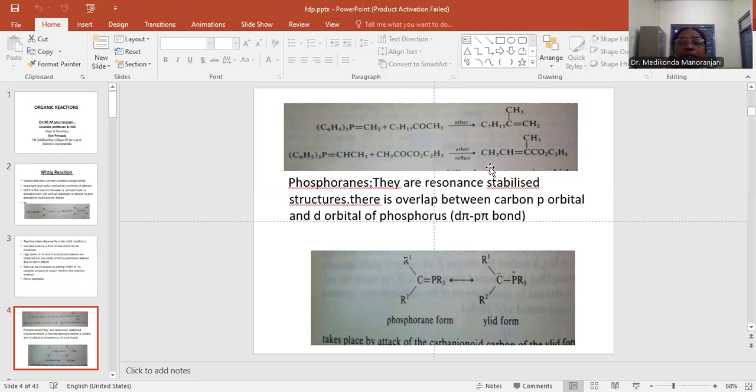They are resonance stabilized structures. There is overlap between the carbon p orbital and the d orbital of phosphorus. The bond is called a d pi-p pi bond. You can see here, this is the phosphorane form of the reactant, and this is the halide.